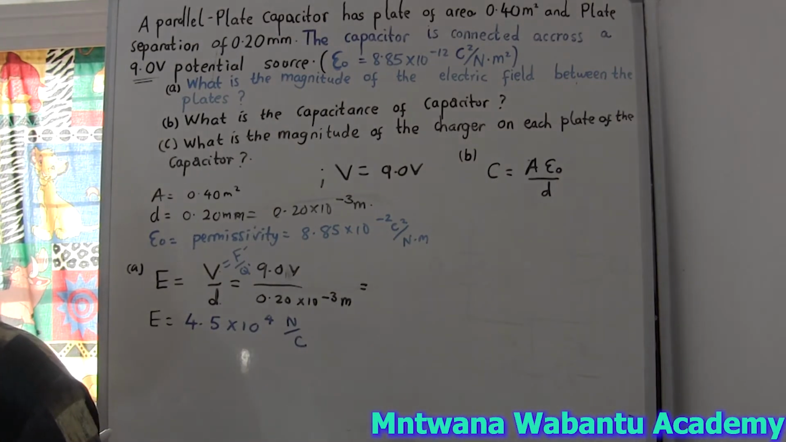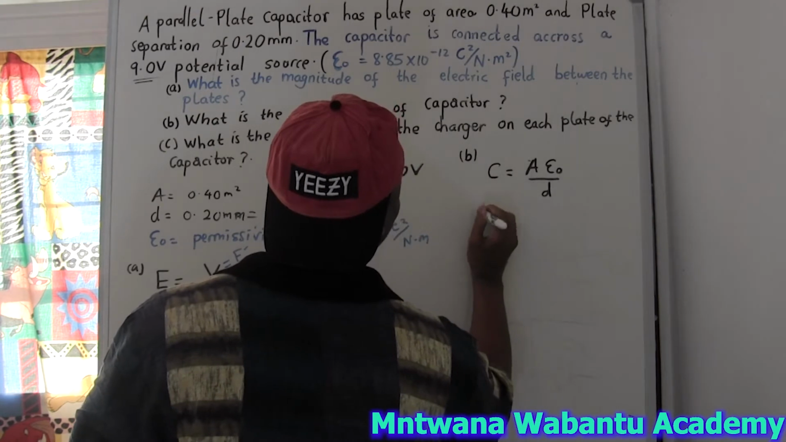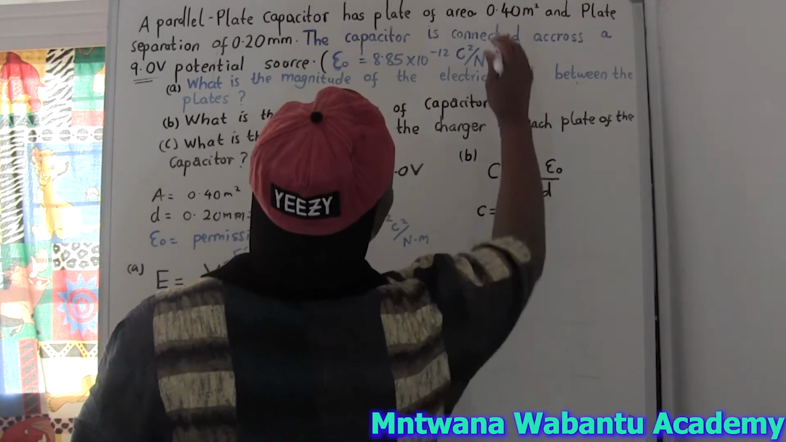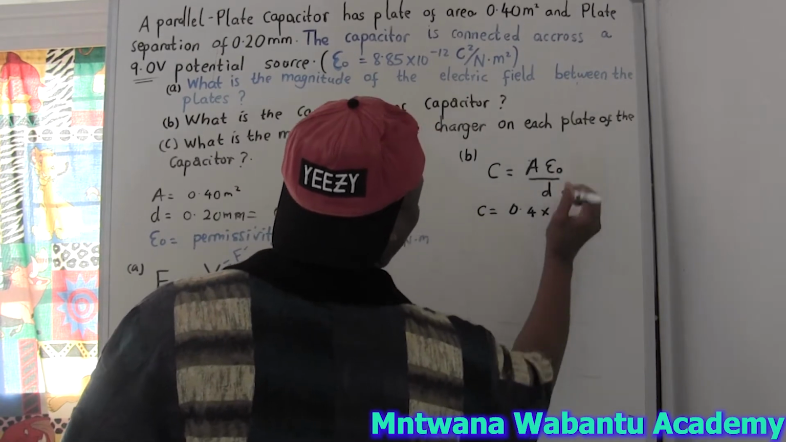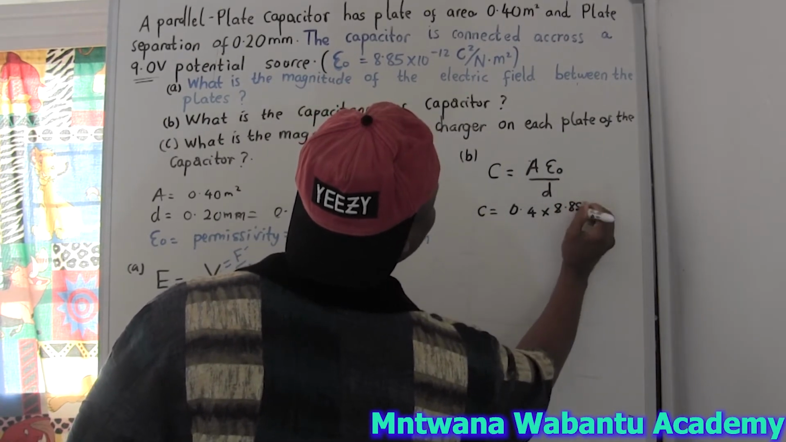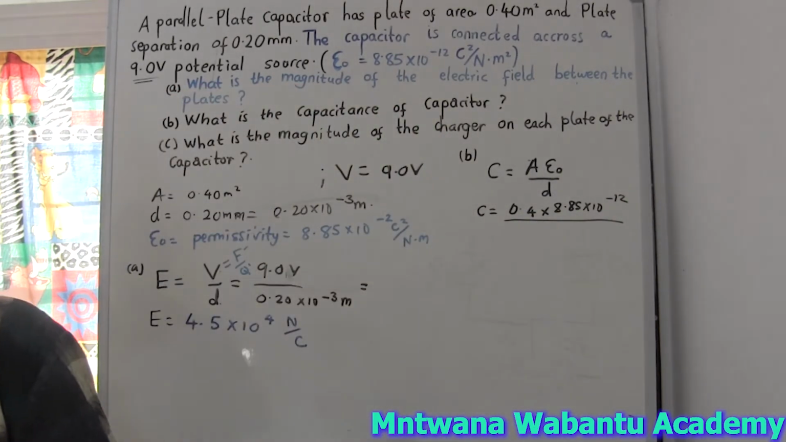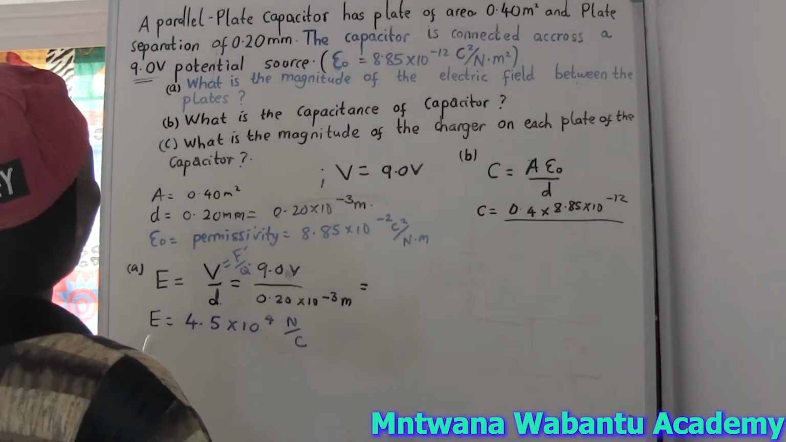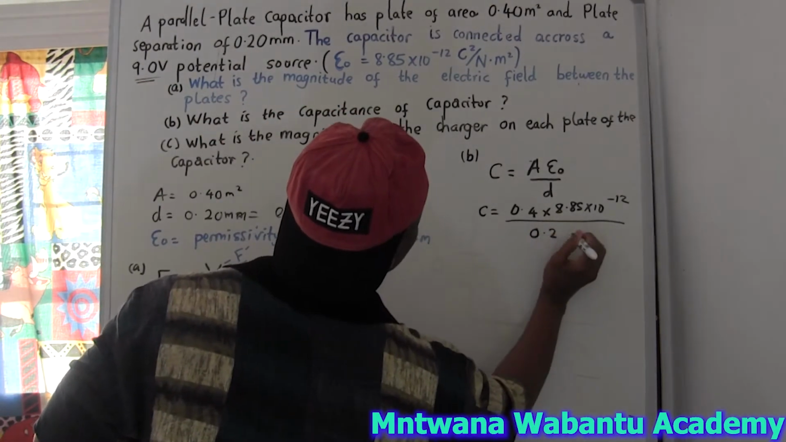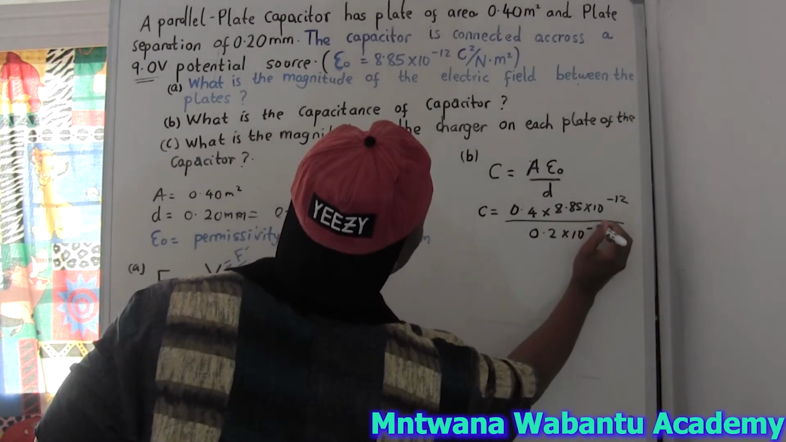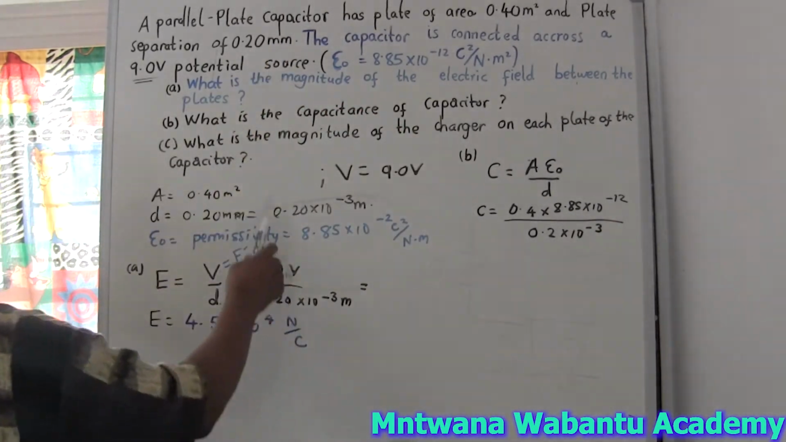Now, do we have a cross-section area? Oh yes, it's given as 0.4. So capacitance equals 0.4, which is already in the right units, so we don't have to change anything. Permittivity is always constant, 8.85 times 10 power negative 12, and then we divide by the distance separation. The distance separation is 0.2 times 10 power negative 3, because we want to change it to meters, which we did already.